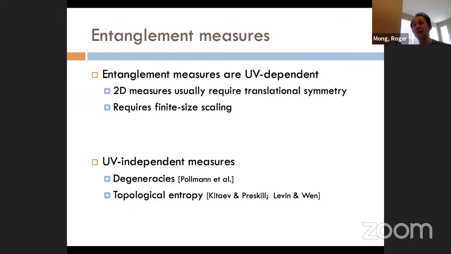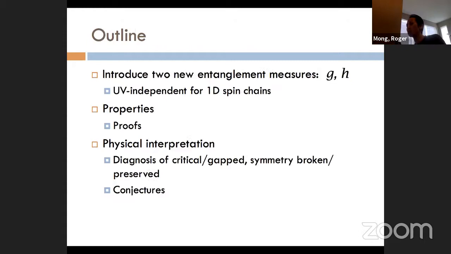So a disordered system, for example, will be really hard to diagnose using these measures for a single instance of a system. Of course, there are various UV-independent measures that you can look at. For example, the degeneracy of the entanglement spectrum is UV-independent. The topological entropy can also be extracted using a certain clever subtraction introduced by these authors, which tries to subtract the UV-dependent stuff.